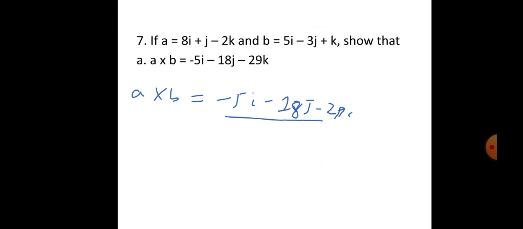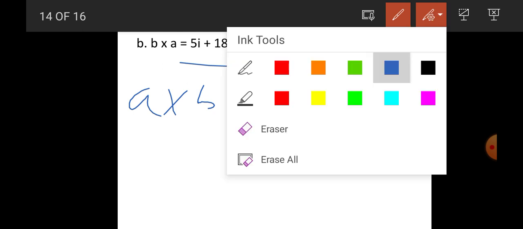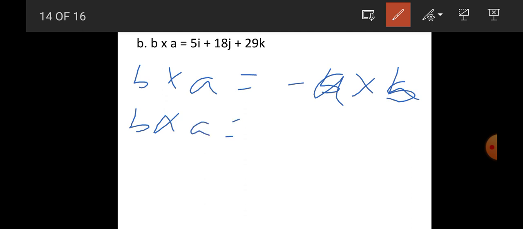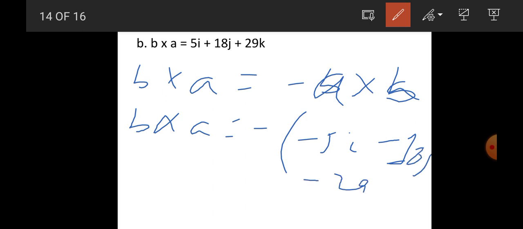Going back to the question, minus 5 in the I, minus 18 in the J, minus 29 in K direction, so we have shown it. Next, B cross A is equal to 5I plus 18J plus 29K. We are asked to show that B cross A comes out like this. A cross B is equal to minus B cross A, so B cross A is equal to minus A cross B. So we have A cross B. To find B cross A, B cross A is equal to minus into minus 5 in the I, minus 18 in J, minus 29 in K direction.